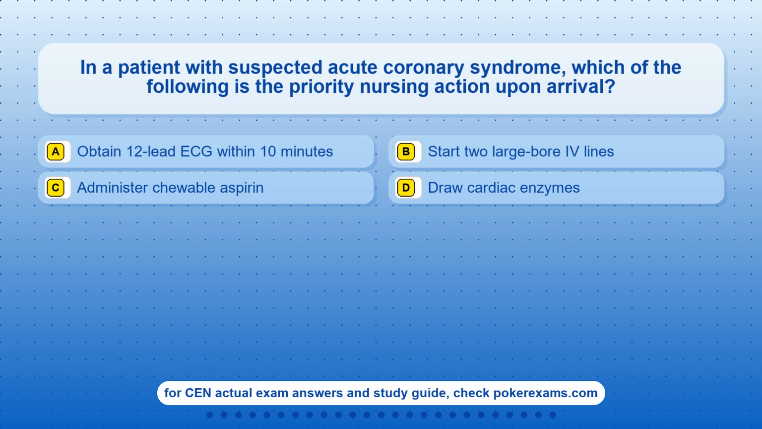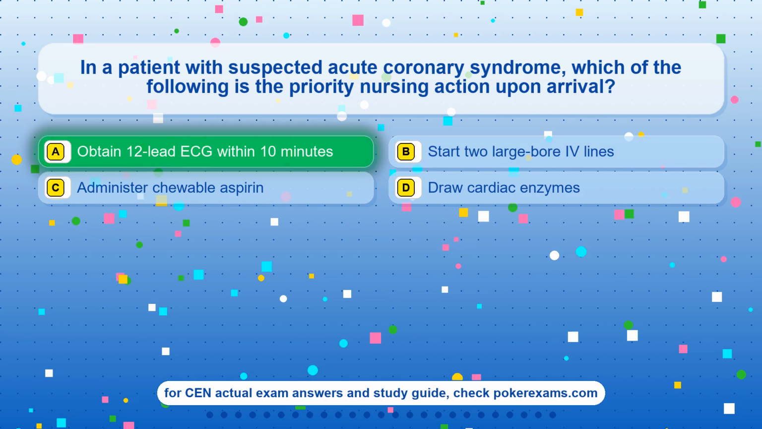Question 19. In a patient with suspected acute coronary syndrome, which of the following is the priority nursing action upon arrival? Option A, obtain 12-lead ECG within 10 minutes. Option B, start 2 large-bore IV lines. Option C, administer chewable aspirin. Option D, draw cardiac enzymes.